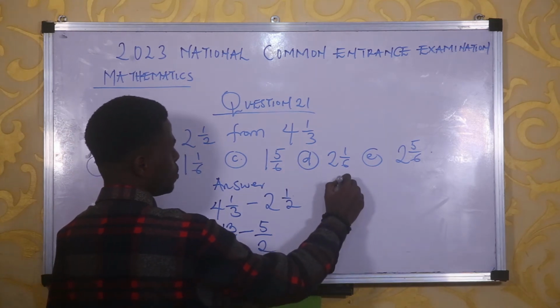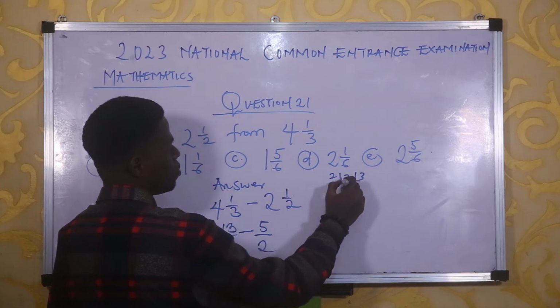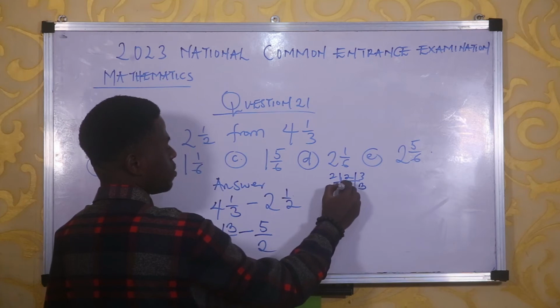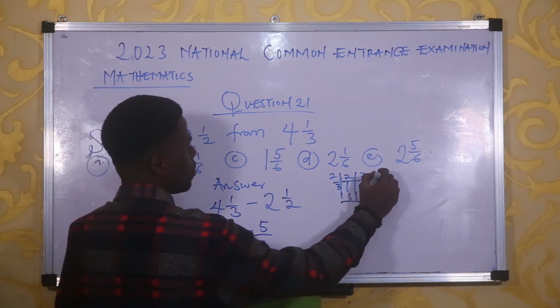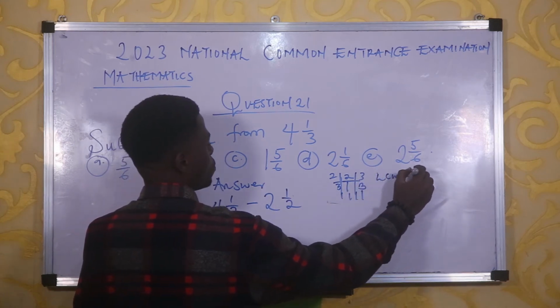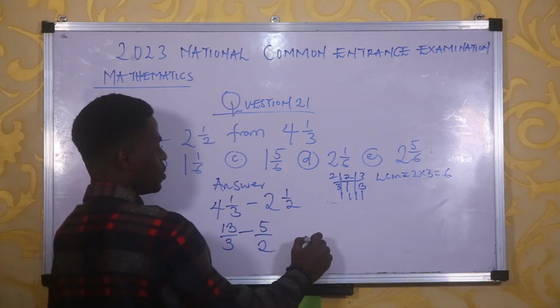Let me find it for you then. Look at it, 2 and 3. 2 divided by 2 is 1. 2 in 3 is not possible, so 3 stays. 3 can go in 3 now. 3 in 3 is 1. So our LCM is 2 times 3, giving us 6. So in this place, our LCM is 6.